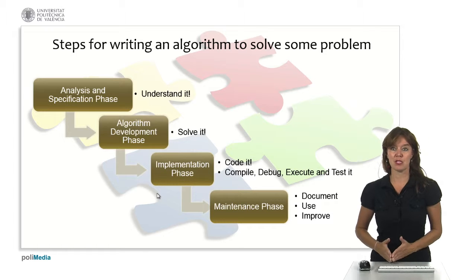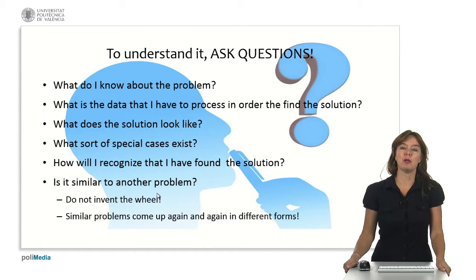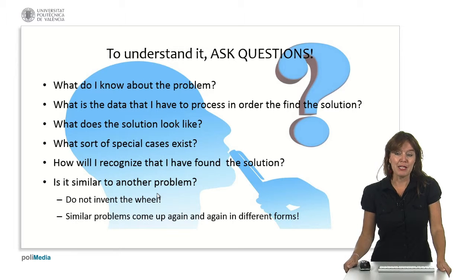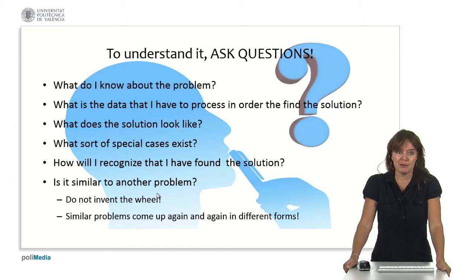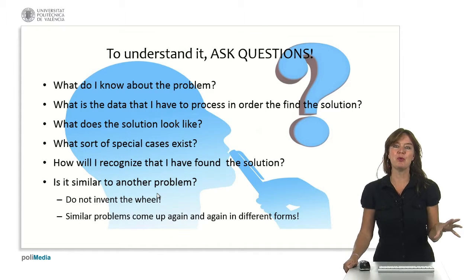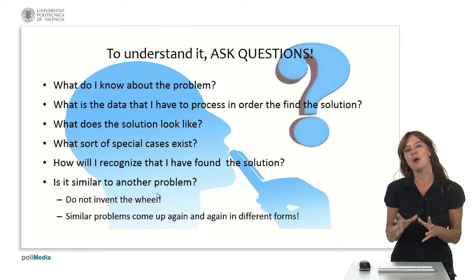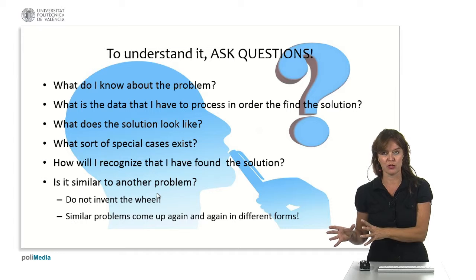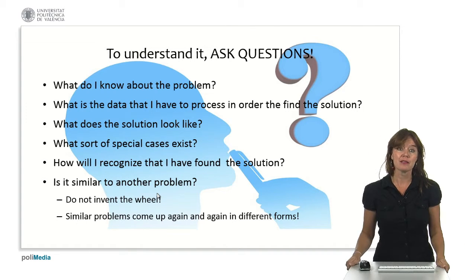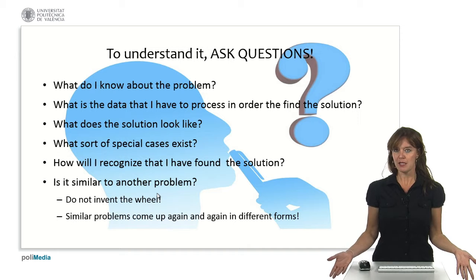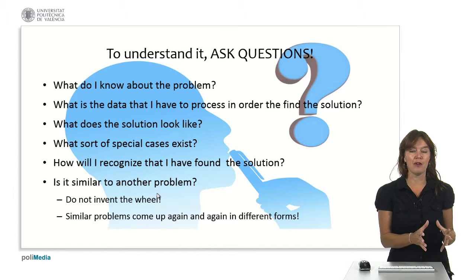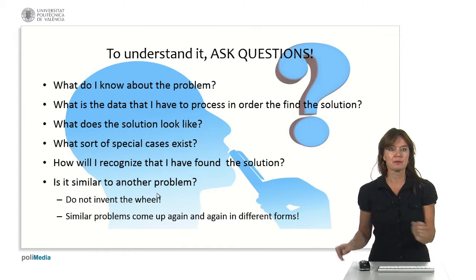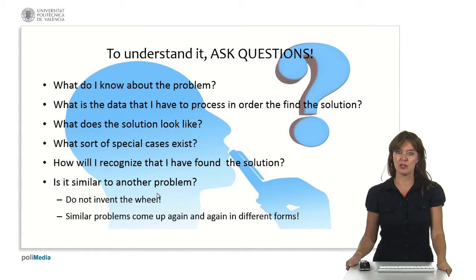Understand your problem and solve it. So how can you understand a problem? If you get a problem and you need to solve it, ask questions. Ask questions about it. What do I know about this problem? What is the data? What are the inputs that I have in order to get to a solution? What is the data that I can process? What is the information I can get out of this data? And how can I use this information to go to a solution? And what does the solution look like? And are there any sort of special cases? Is the solution maybe obvious in some scenarios and less obvious in the other scenarios? And how do I recognize when I found a solution?